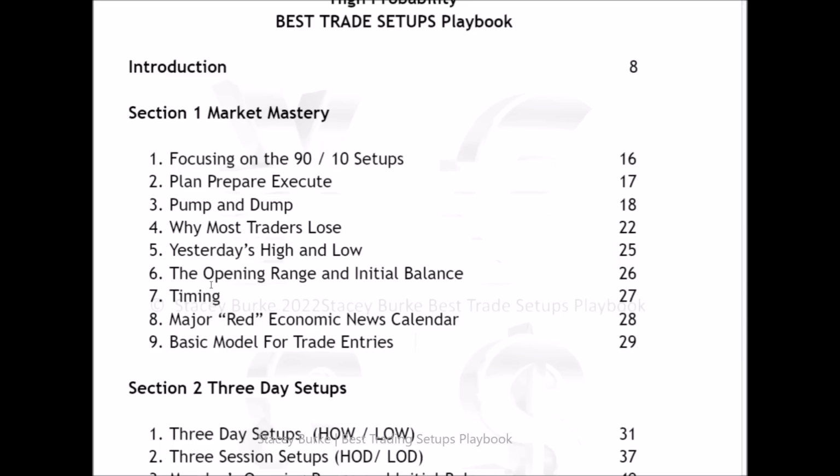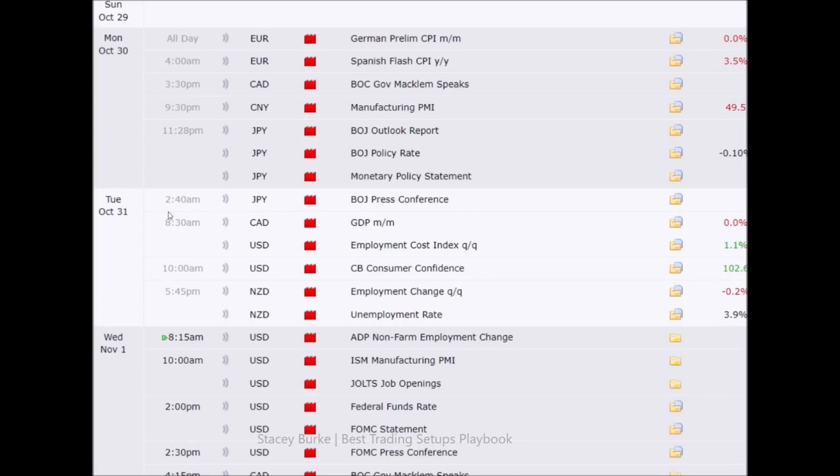Heading into our Monday, Tuesday, we have a major lineup of red news this week. This is our week as we end the month of October. Halloween, happy Halloween, by the way. But we have quite a bit of major red news. We had some in the Euro session yesterday. We had major red news, Canadian dollar, and then we had China later in the day into the early part of Monday evening, North American time.